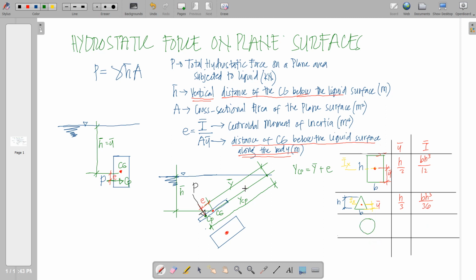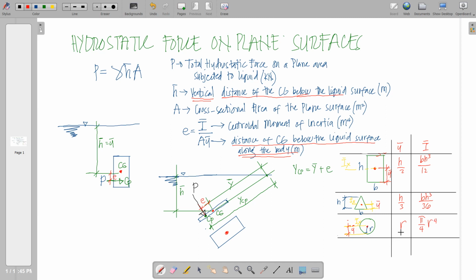Now for a circle having a radius r, say this is our y bar. So y bar is simply equal to the radius, referred from the base or from the top of this circle. And for its centroidal moment of inertia, say that is I bar x, we have pi over 4 times r raised to 4.